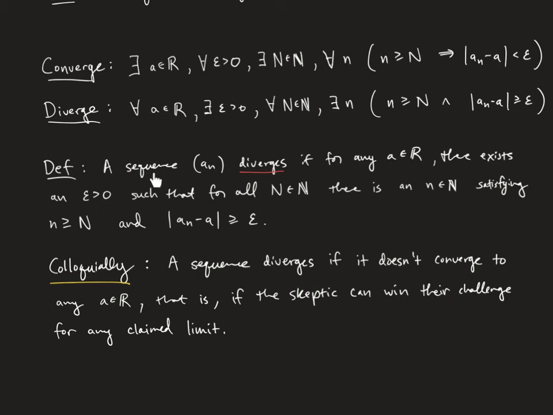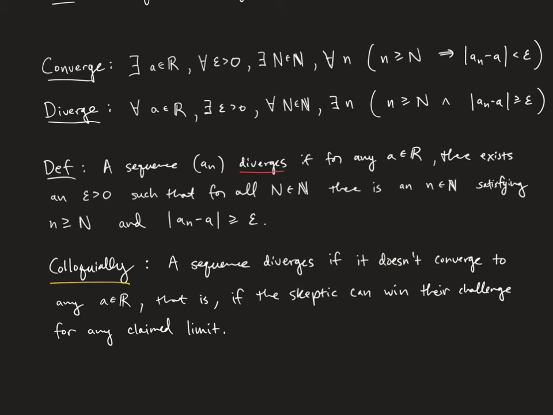Okay, so let's go through this. So a sequence diverges if for any A, so this is the claimed limit, right? So you now are in the losing position. I'm in the winning position as the skeptic. So you have this A in mind as the limit. And I say, well, here's your challenge. So here's an epsilon greater than 0. Okay, so I'm the winning party here. So I'm producing an epsilon challenge for you, and you can't win that epsilon challenge.